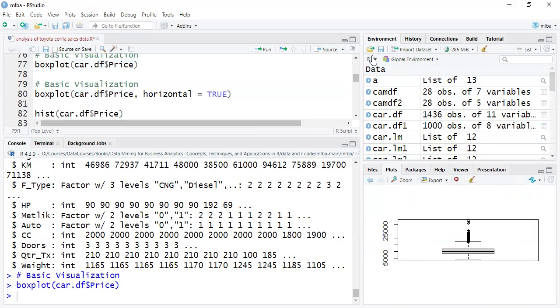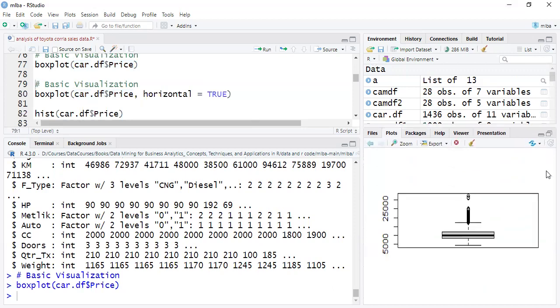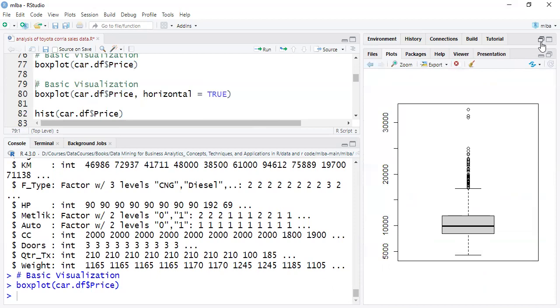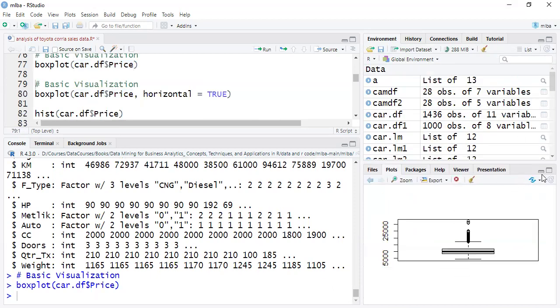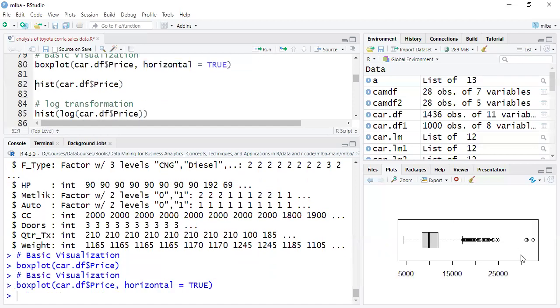So you can see the box plot is on the screen. This is the box plot, and your box plot is vertical. I want to convert the box plot to horizontal. So just add one more parameter here in the command, horizontal equal to true. If you run this command again, your box plot will be horizontal. Now you can see the box plot in a clear, detailed visual version.